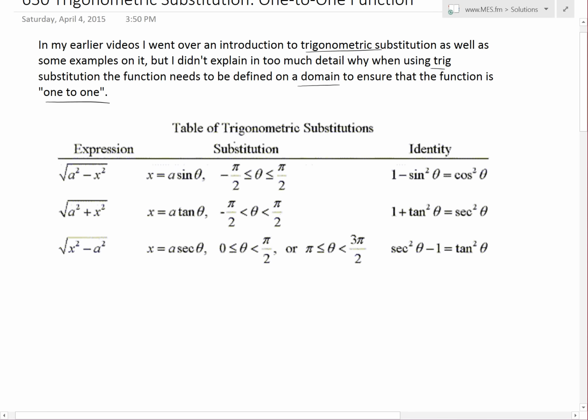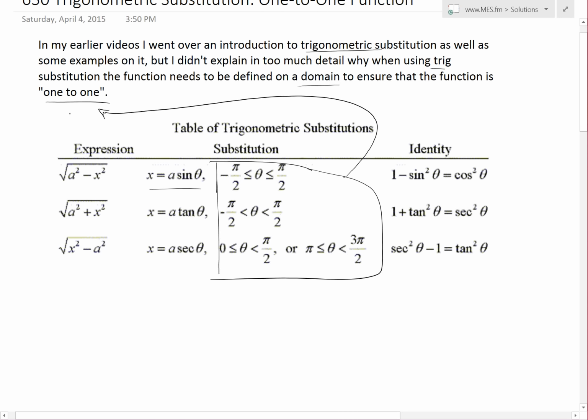Basically, I also went over this table of trig substitutions. For example, if we have the expression square root a squared minus x squared inside the integral, then we could use this trig substitution, x equals a sine theta, where theta is restricted on this domain: less than or equal to pi over 2 and greater than or equal to negative pi over 2. And all of these restrictions ensure that the function is one-to-one, or that x and theta are one-to-one to each other, so that one value of theta will get one value of x.